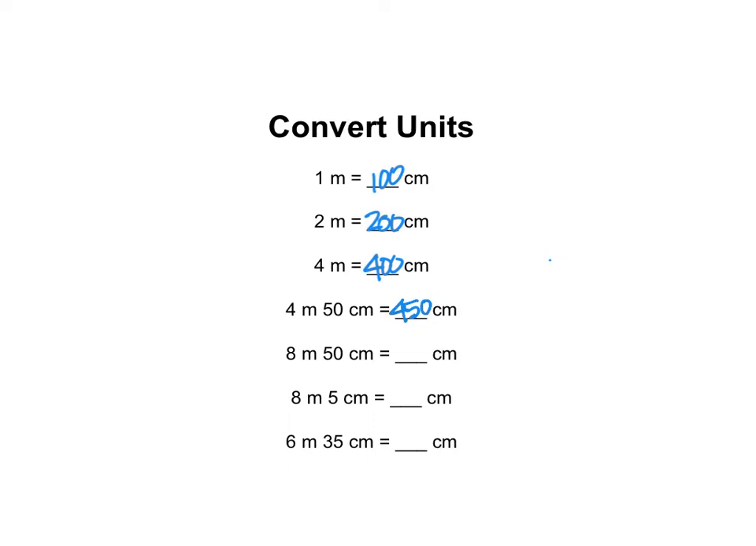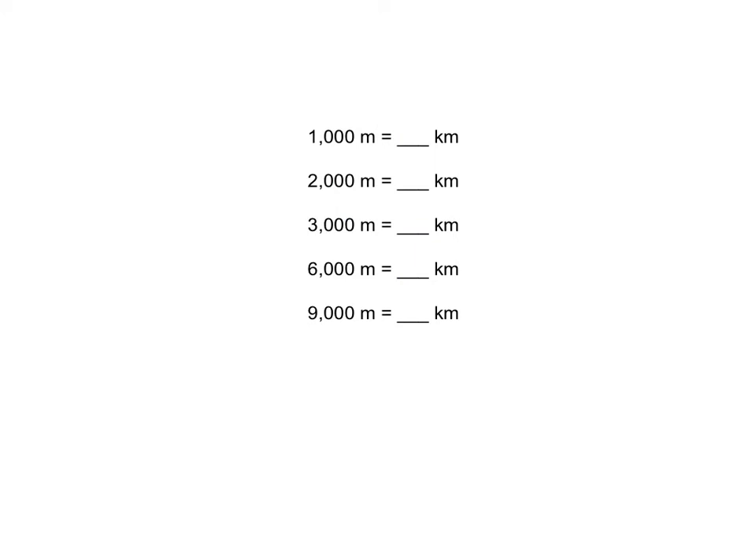8 meters 50 centimeters equals 850 centimeters. 8 meters 5 centimeters, make sure you watch your 0 here, 805 centimeters. And 6 meters 35 centimeters equal 635 centimeters. Hopefully that was pretty clear and you remember that from yesterday. Just continuing to practice that and really try and get that in your head.